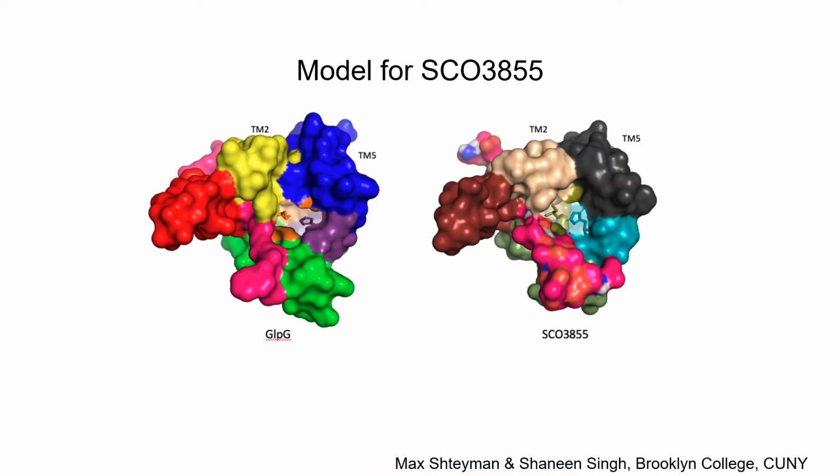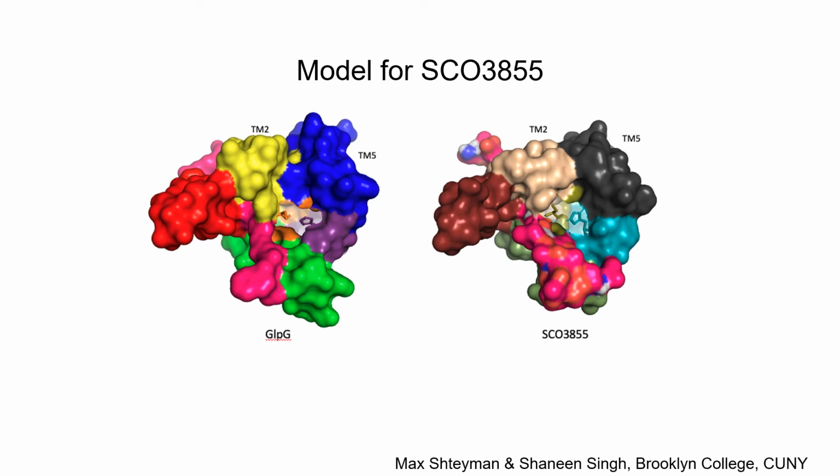Putative SCO3855 was successfully cloned in previous experiments, and with the help of individuals from Brooklyn College, we developed the model structure based on the crystal model of GlpG, a rhomboid protease from E. coli. The highly conserved nature of rhomboid proteases allows for the development of this model based on a similar one.